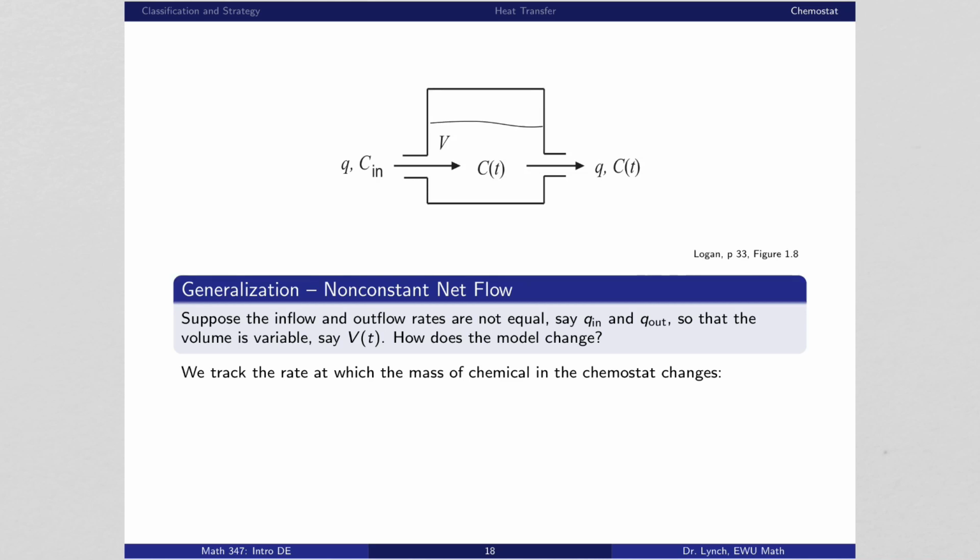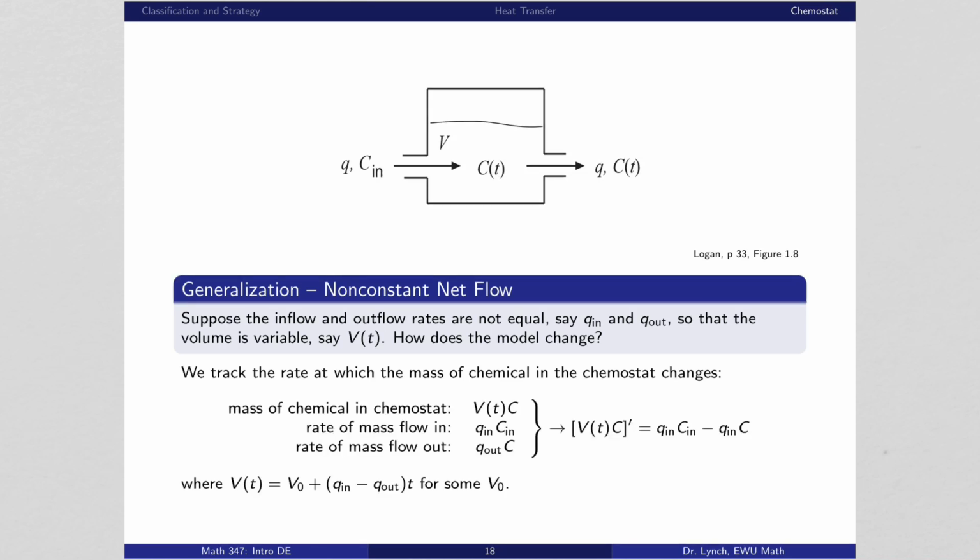So there's a change in the model in this case, but we can derive a new model by, again, tracking the rate at which the mass of chemical in the chemostat changes. Once again, the mass of the chemical in the chemostat is going to be given by V of t times the concentration. And here I'm going to write V of t specifically as a function of t to indicate that it's not constant. The rate at which mass flows in is Q_in C_in. The rate at which mass flows out is Q_out times C.